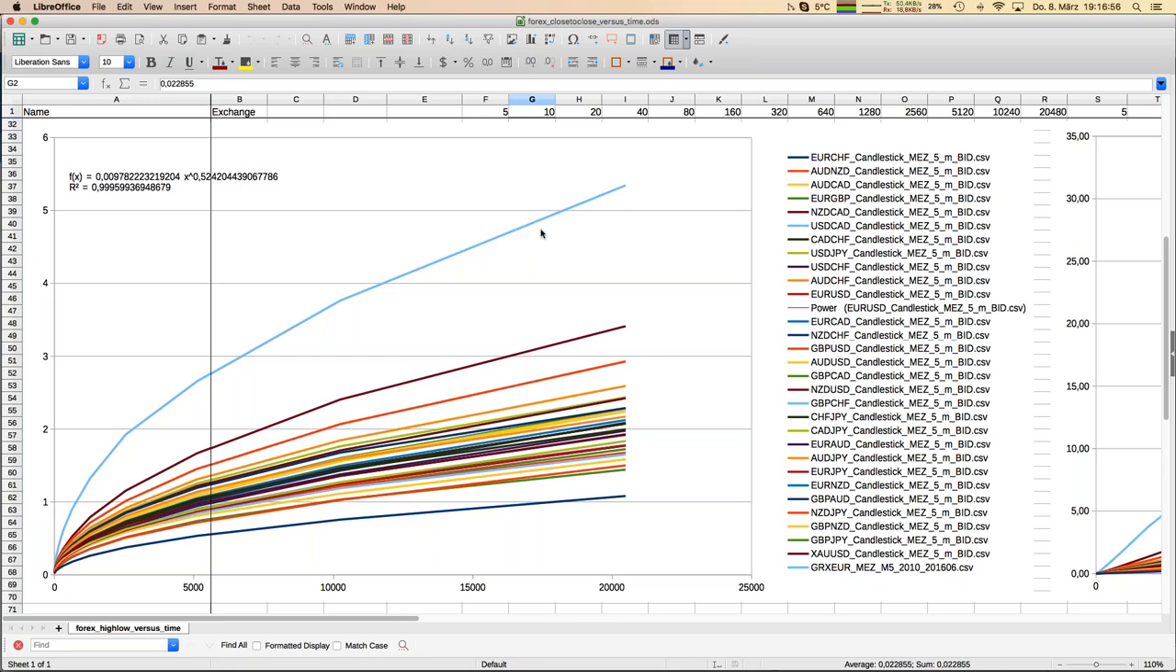Let's start with the first one here. You see that one is exactly the DAX, showing the highest movements versus time. So if you ask which underlying is moving the most or furthest, the answer would be DAX. The next one would be gold. And then it would be the New Zealand dollar, Japanese yen, and so on and so forth.